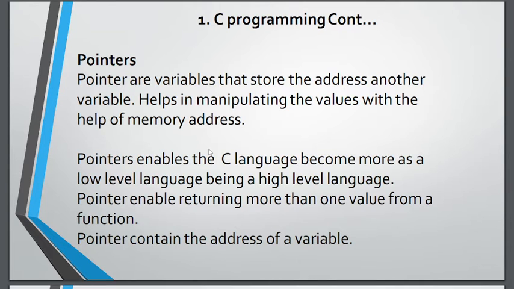What are pointers? Pointers are variables that store the address of another variable. It helps in manipulating the values with the help of memory address. Pointers enable the C language to become more of a low-level language while being a high-level language. Pointers enable returning more than one value from a function. Pointers contain the address of a variable. So pointers store the address of another variable.